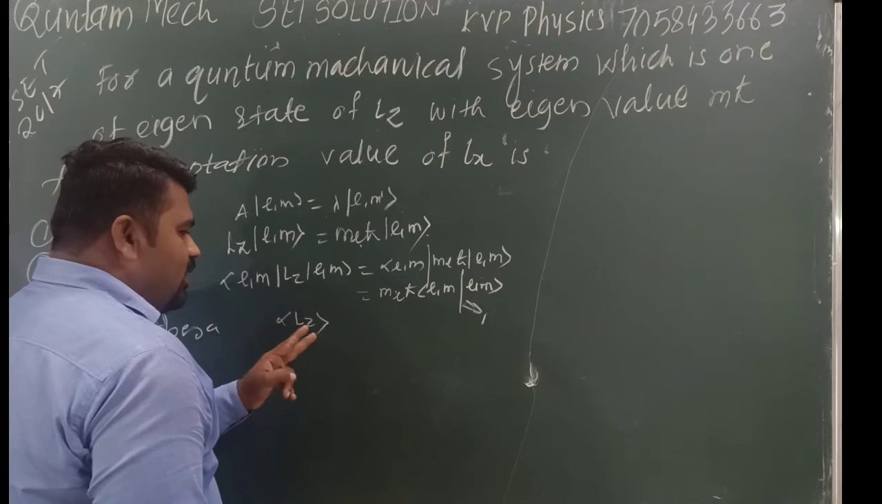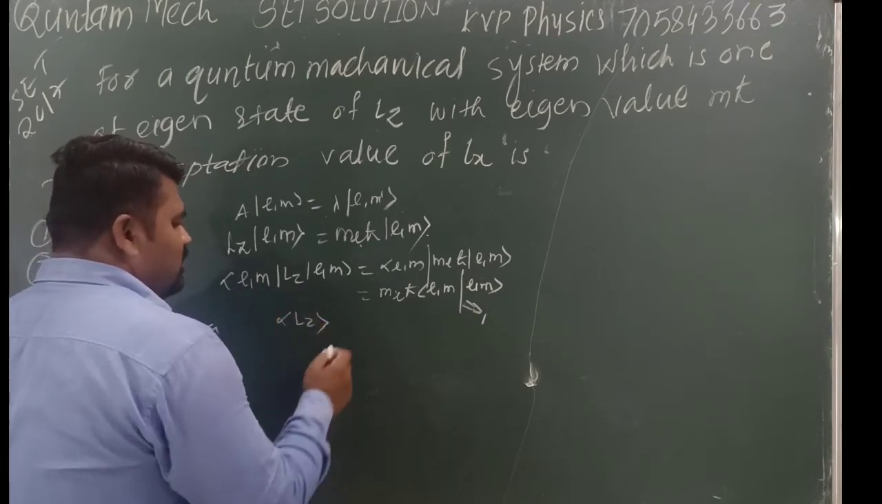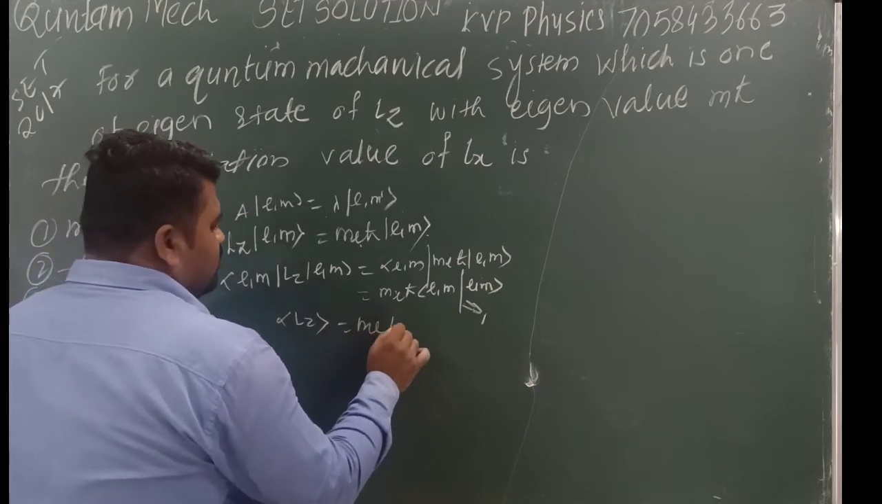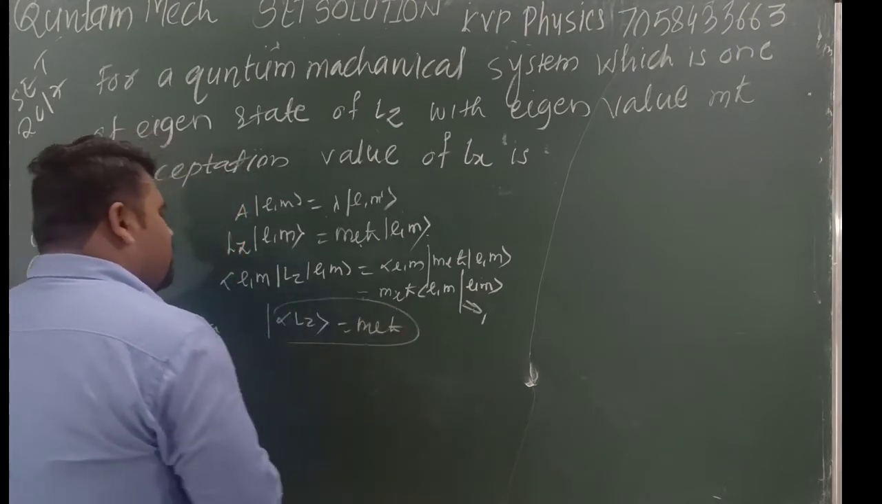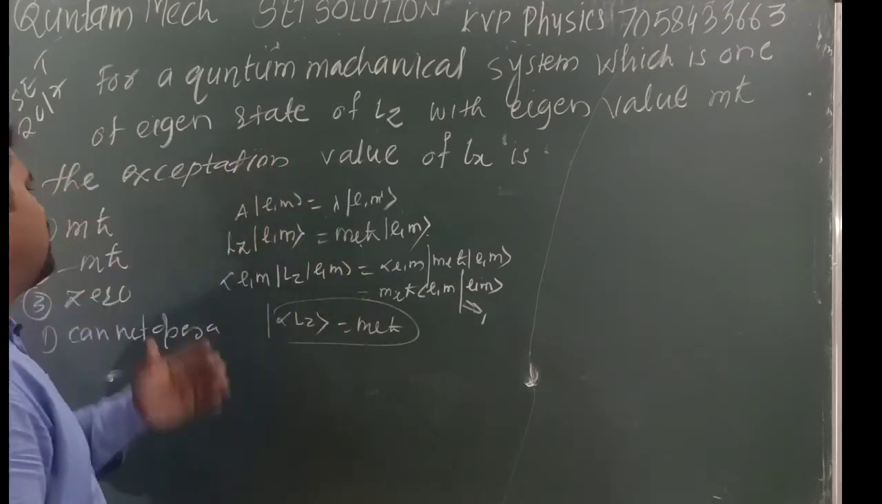This is the expectation of Lz. This is a bra and ket. Okay, no need to write down <l, m| here. We can write that this expectation value is nothing but m_l ħ. Got it? This is the property of Lz, or the Lz eigenvalue is equal to how much? m_l ħ, or sometimes it is given as mħ.